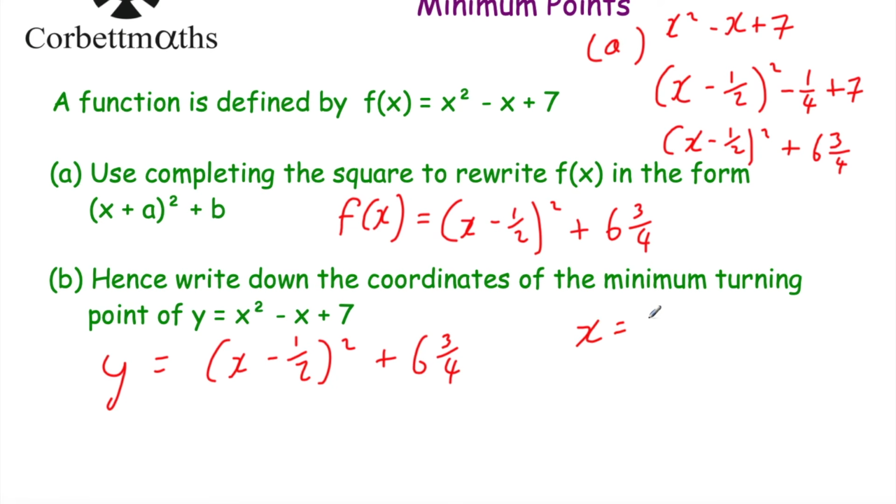So x will equal a half. And if x is equal to a half, we get a 0 in the bracket. So 0 squared is 0, and then plus 6 3/4. So y would be equal to 6 3/4, or 27 over 4. So that means the coordinates of the minimum turning point will be a half and then 6 3/4. And that's it. So they're the coordinates of the minimum turning point of that graph.